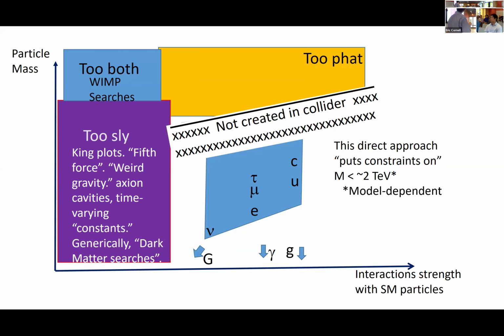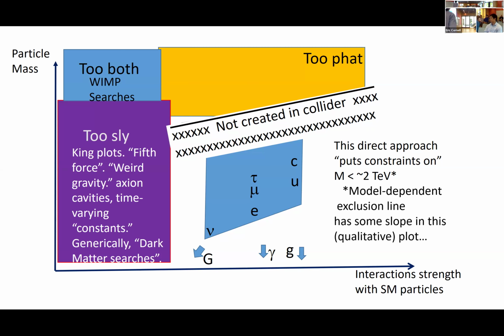There is some exclusion from the LHC. It's on the order of 2 TeV. It's model dependent. Basically everything is model dependent, and this exclusion has a slope to it. If the particles are more strongly interacting, we're more likely to see them in the Large Hadron Collider. Weakly interacting, we can't see as massive particles.